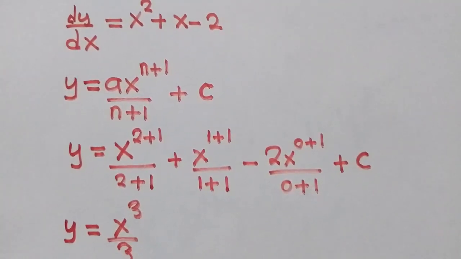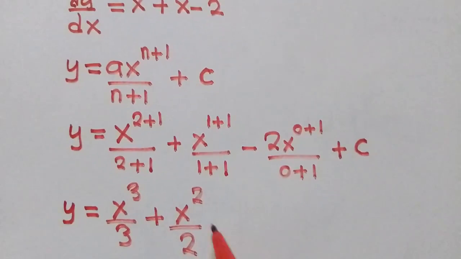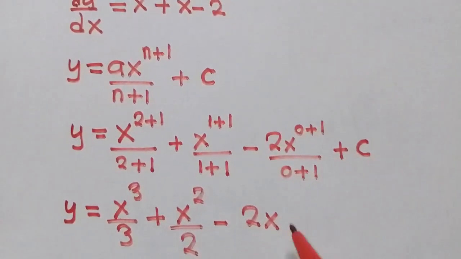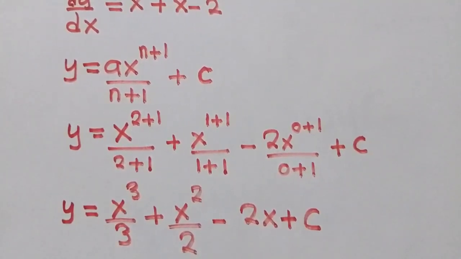This is what I'm going to have, plus x squared over 2. Minus, there I'm going to have 2x. Have you seen? Here it is a 1, even 1 there. So 1 doesn't matter. Then I say plus C. So this is the equation which I formed.